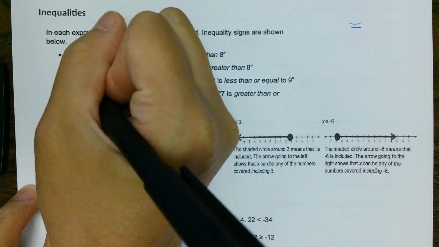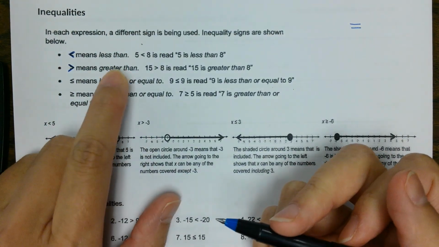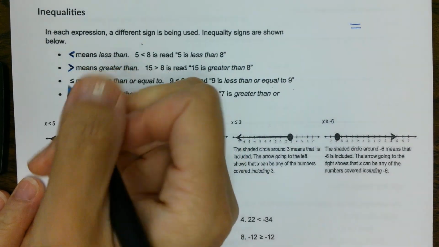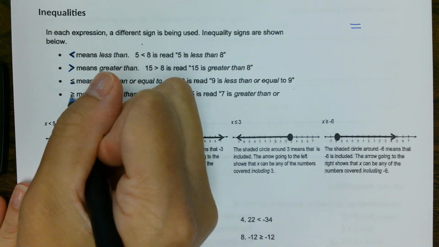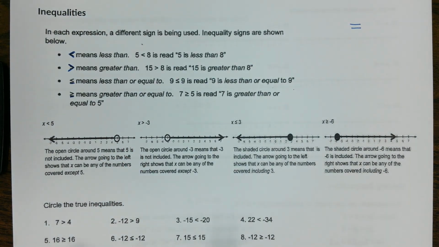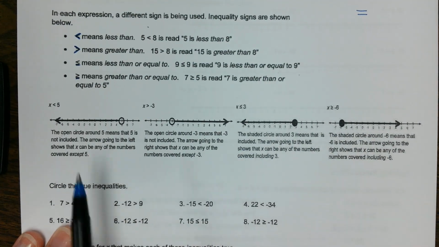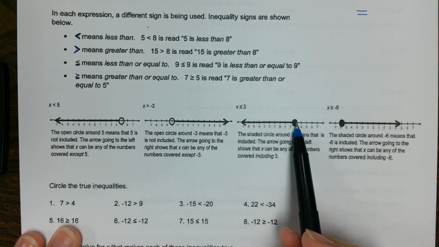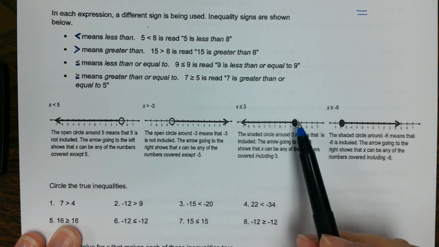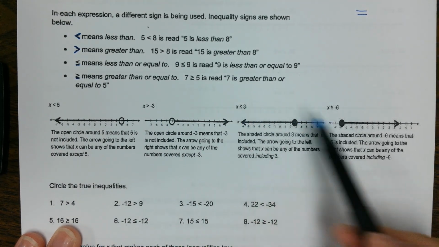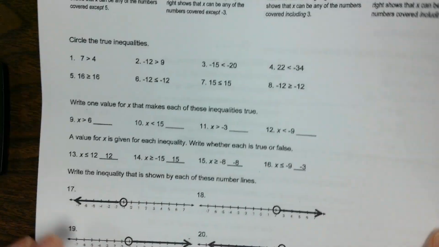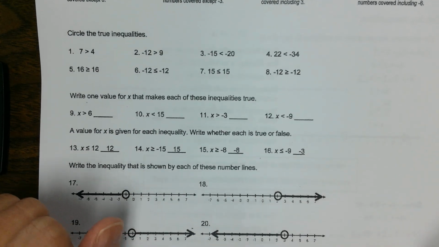Similarly, if the arrow goes this way, what is this? Greater than. So this means 15 is greater than 8, which we all know is true. If we add a line underneath it, then it's greater or equal to, or less than or equal to. In terms of a number line, we use open circles and solid circles. Open circle means less than or greater than. Solid circle means less than or equal to, greater or equal to. Right, Anjali? Okay. So circle the ones that are true.